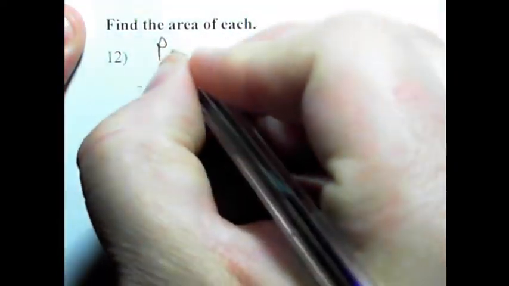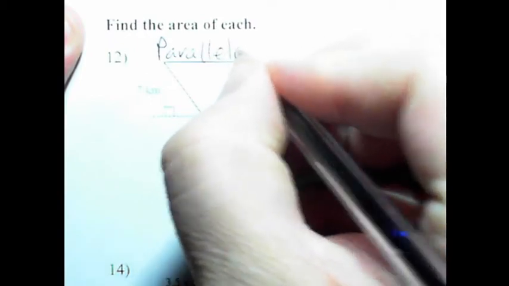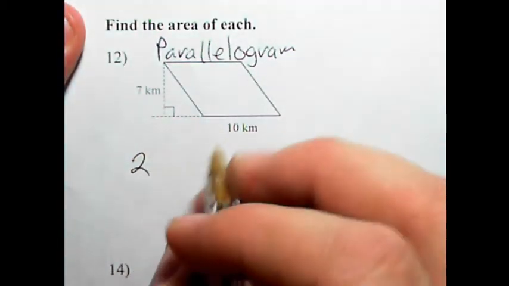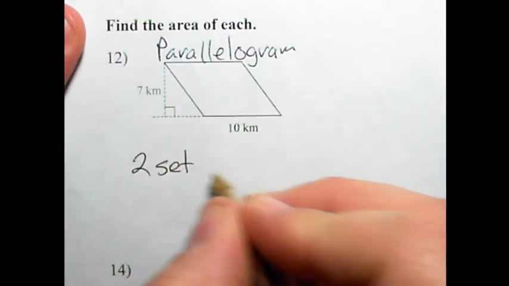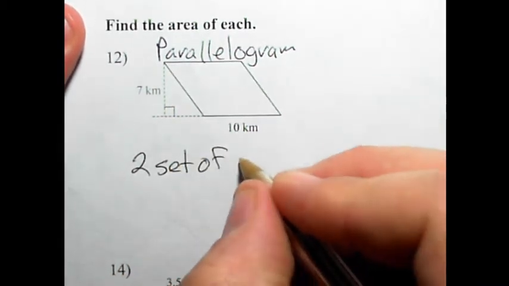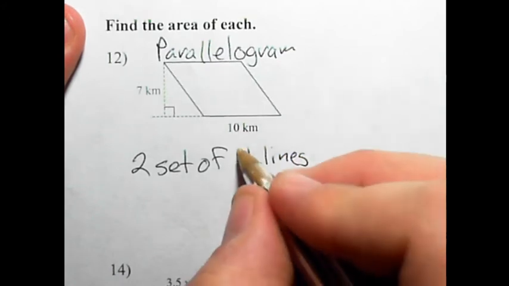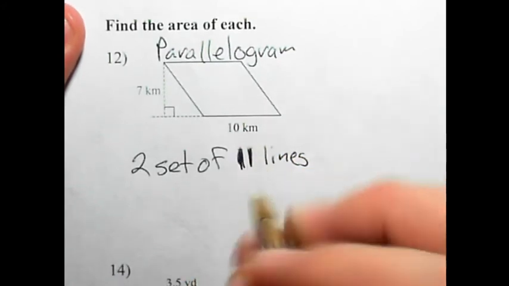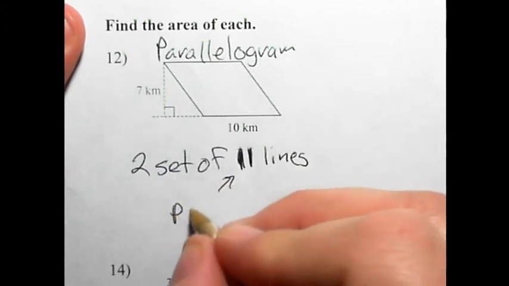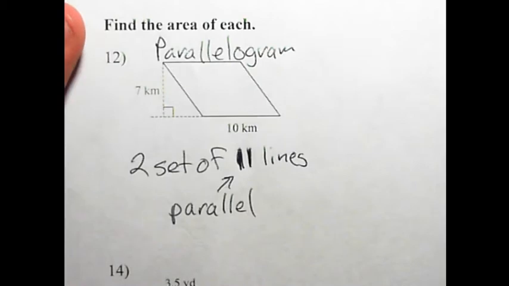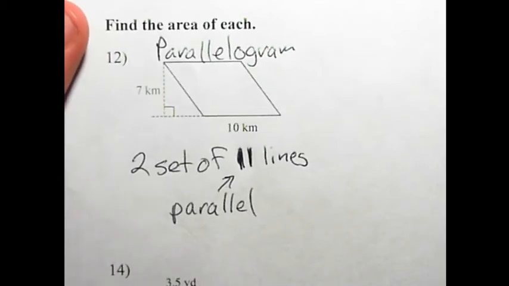Problem number 12, we have a parallelogram. Now, a parallelogram has two sets of parallel lines. That symbol means parallel. Okay? So it has two sets of parallel lines.